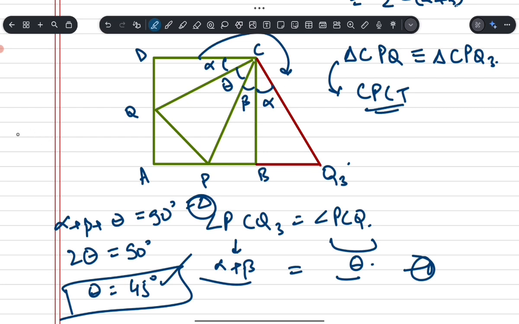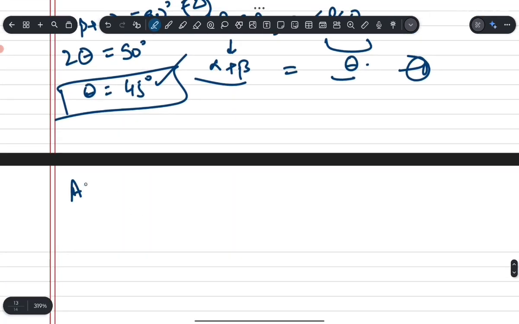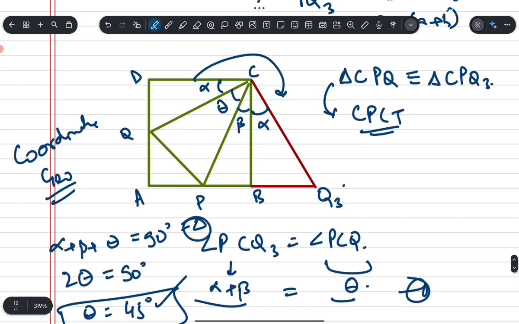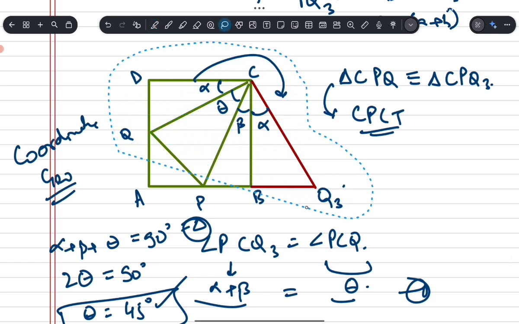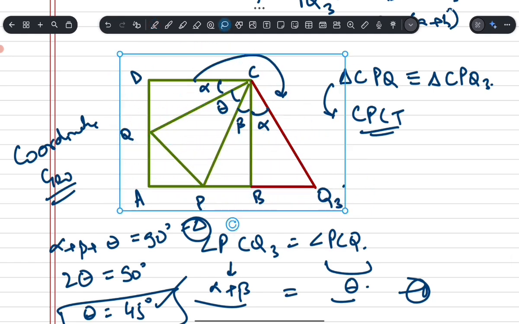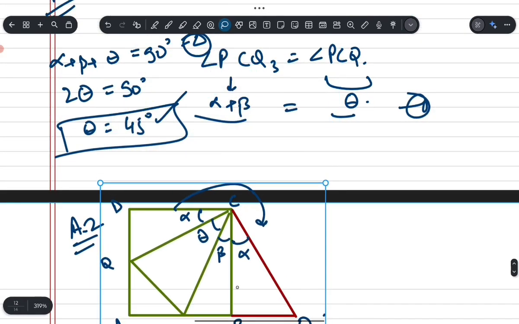So what we do is coordinate geometry. That will be our approach 2 for this problem. I won't be solving the whole thing using coordinate geometry. I'll just give you the hint for those who don't understand how we exploit coordinate geometry in synthetic geometry problems. I'll just shift the diagram.